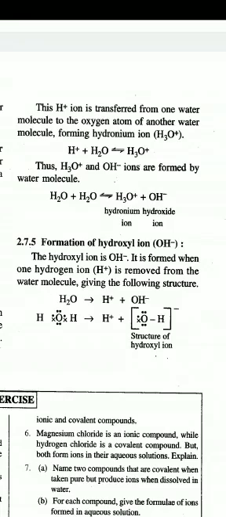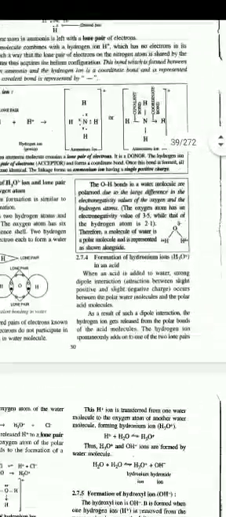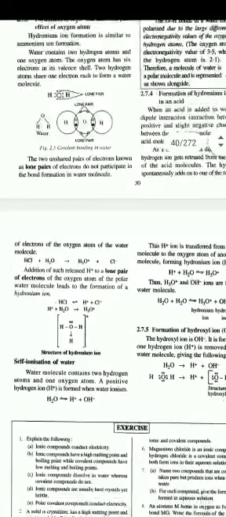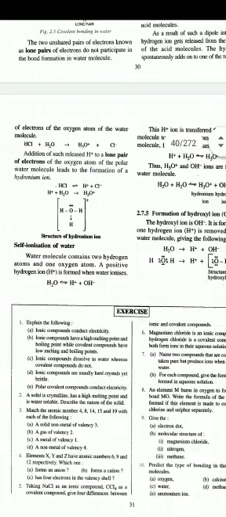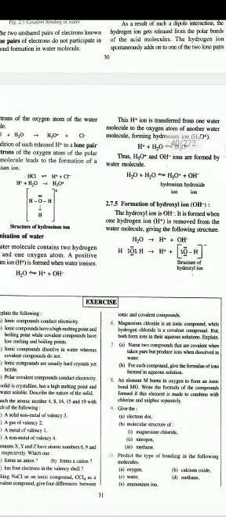So children, here we are at the end of this chapter. We discussed three types of bonds. Please go through the topics clearly.